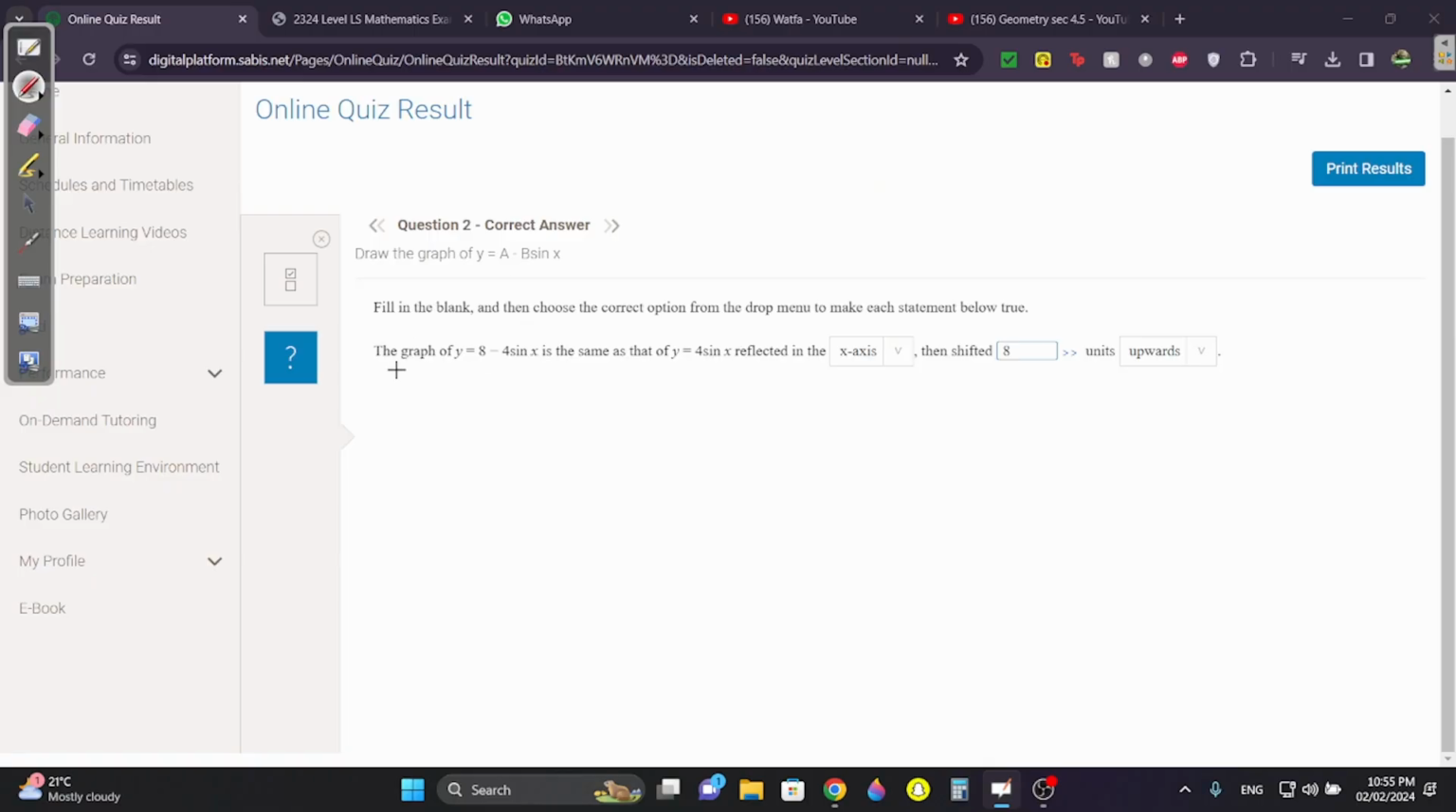Okay, question 2. The graph of y equals 8 minus 4 sine x is the same as that of y equals 4 sine x reflected in the x-axis and shifted 8. So, okay, well, you have 8 minus 4 sine x, yeah? 8 minus 4 sine x, and you have 4 sine x. Okay, these are two graphs.